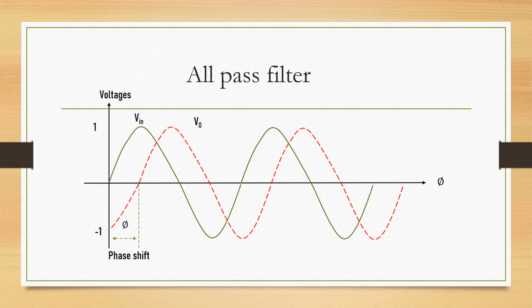The frequency up to which the input and output amplitudes remain the same is decided by the unity gain bandwidth, UGB, of the op amp. The characteristics are shown between the input and output. So this is about the all pass filter.